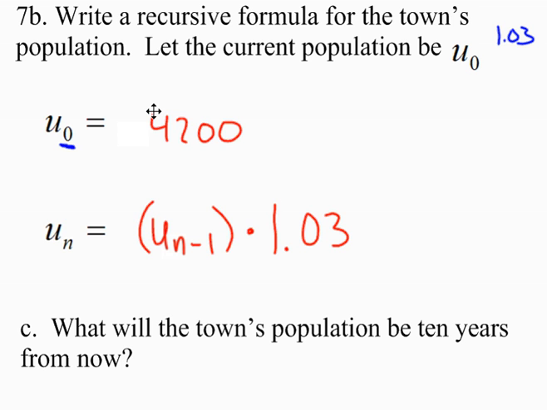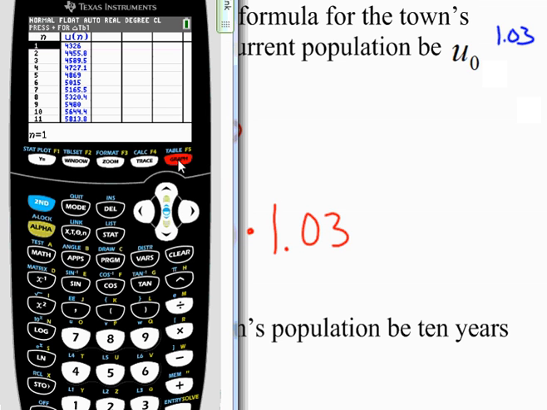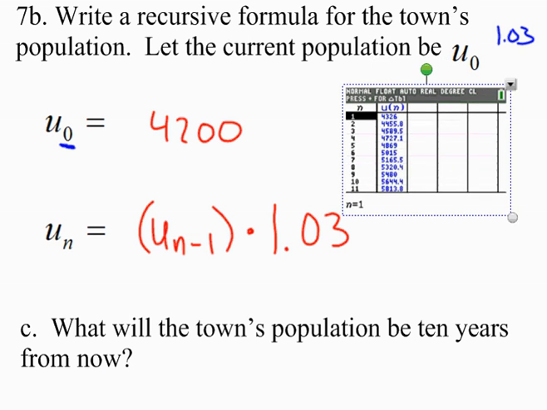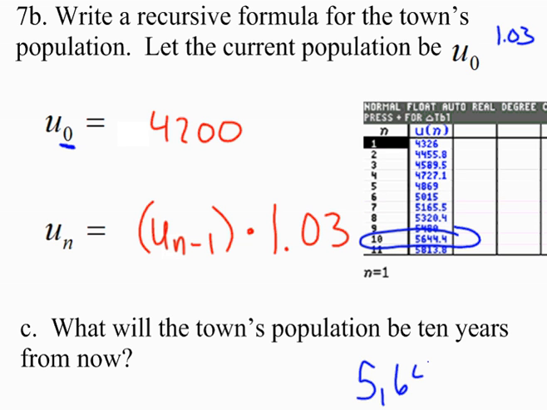Now we're going to go back to our calculator and type this equation in. So again, making sure this is 0, u sub n minus 1, and then I'm going to times it by the 1.03. And I'm going to tell it where to start, which is 4,200. Hit enter, and go to my table. Okay, I want to know what it's going to be in 10 years. So you can see from my table that in 10 years, I'm going to be at 5,644 and a fourth of a person.